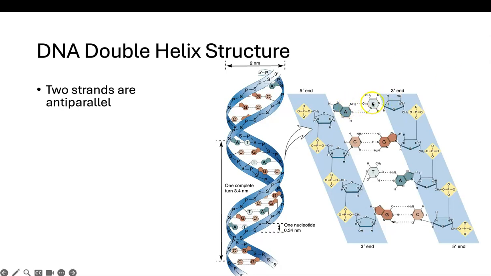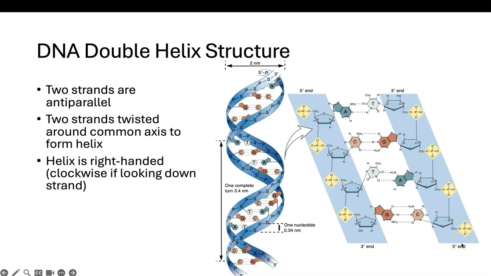Here we see our complementary base binding, adenine to thymine via 2 hydrogen bonds, and cytosine to guanine via 3 hydrogen bonds. The two strands bind to each other in an anti-parallel fashion. And what this means is that one strand, 5' here at the top, 3' here at the bottom, the other strand that's bound to it is going to run in the opposite direction, 3' here at the top, 5' here at the end. These two strands are then twisted around a common axis to form a helix.